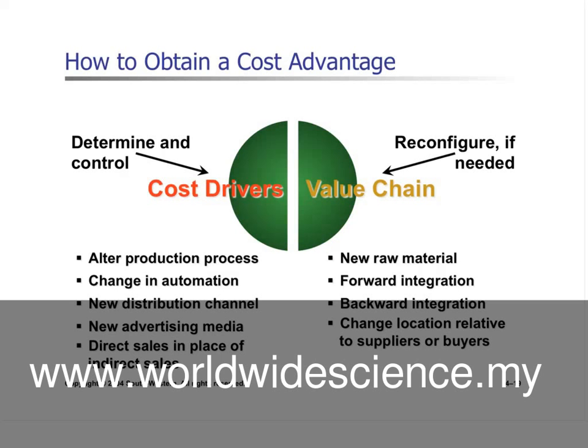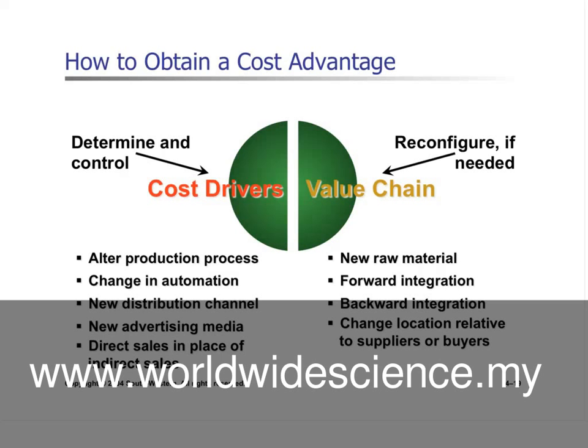And on the other side, we have your value chain, which we have to reconfigure if needed. So we have to use new raw materials, and for forward integration, try to integrate your distribution channel into your company so that it changes the cost that you have to pay to the retail industries. And backward integration: sometimes you need to create your own supply instead of buying from some other company. Sometimes you do it yourself.